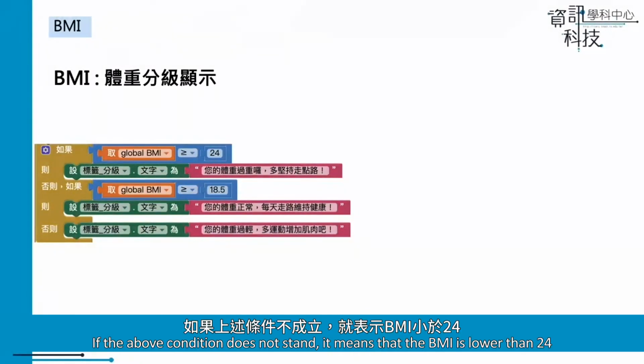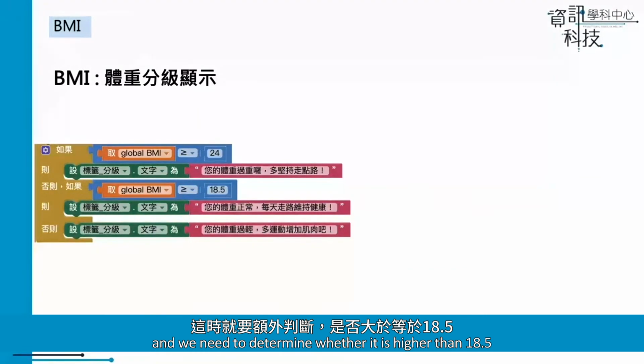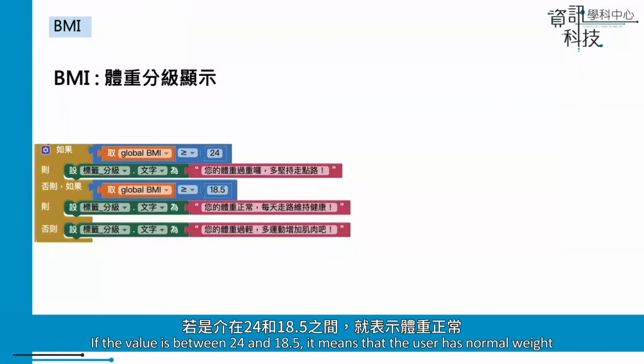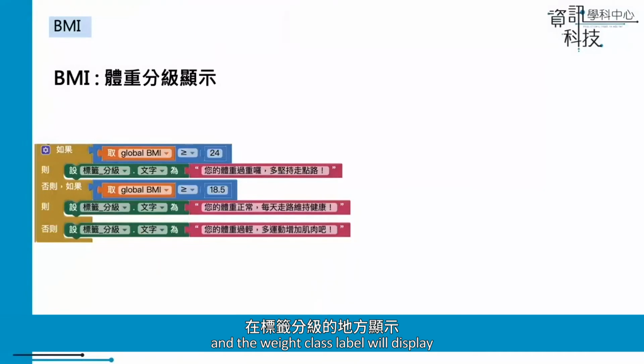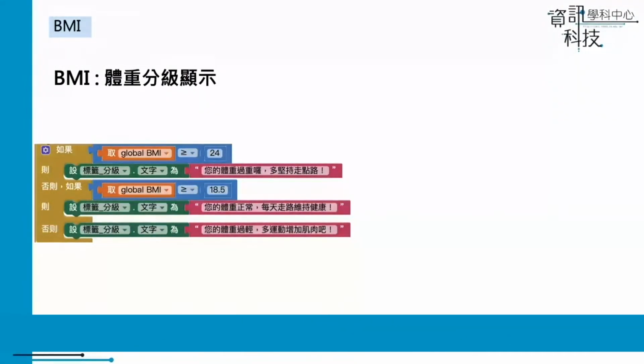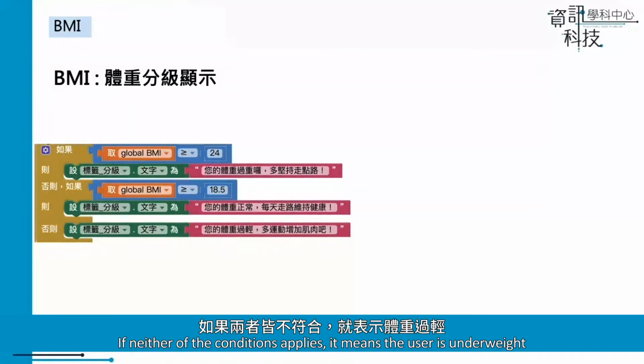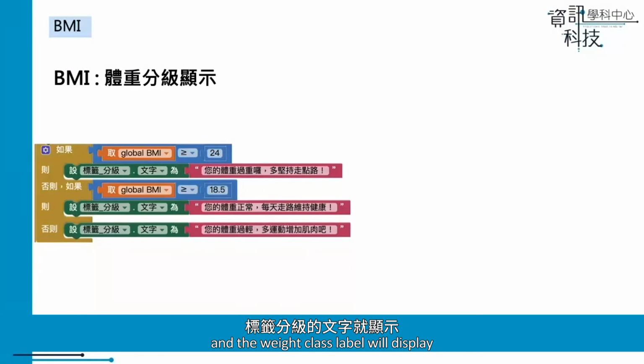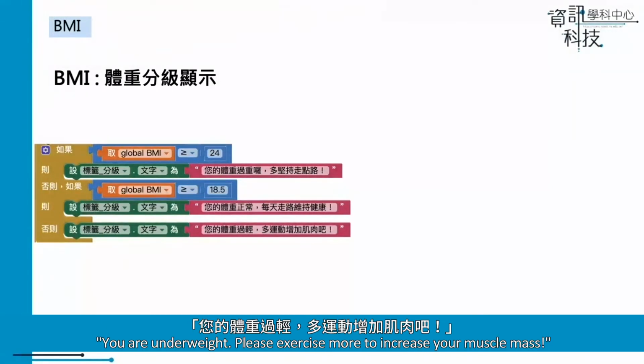If the above condition does not stand, it means that the BMI is lower than 24 and we need to determine whether it is higher than 18.5. If the value is between 24 and 18.5, it means that the user has normal weight and the weight class label will display, "Your weight is normal. Walk every day to maintain your health." If neither of the conditions applies, it means the user is underweight and the weight class label will display, "You're underweight. Please exercise more to increase your muscle mass."